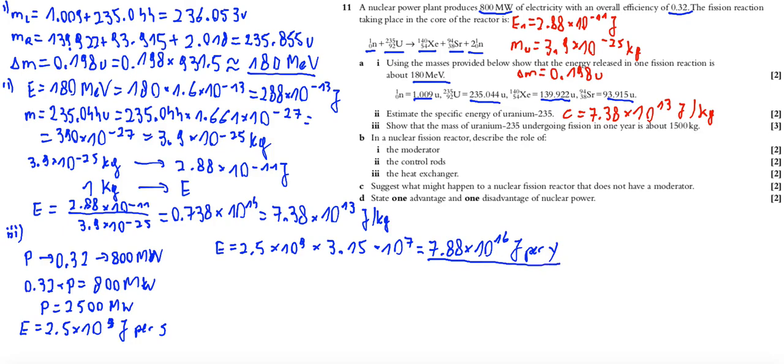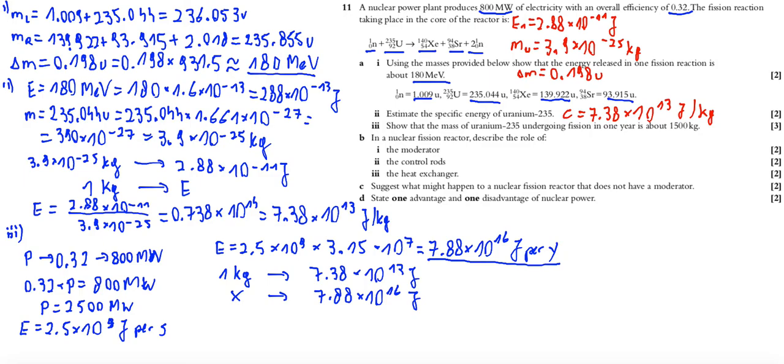Yes? And let's look. We have also the specific energy of uranium, so the amount of energy which is released from 1 kilogram. Yes? So if 1 kilogram of uranium gives us 7.38 times 10 to the power of 13 joules of energy, okay, so what mass is needed to obtain 7.88 times 10 to the power of 16 joules in 1 year? And I see that I will not obtain 1,500.